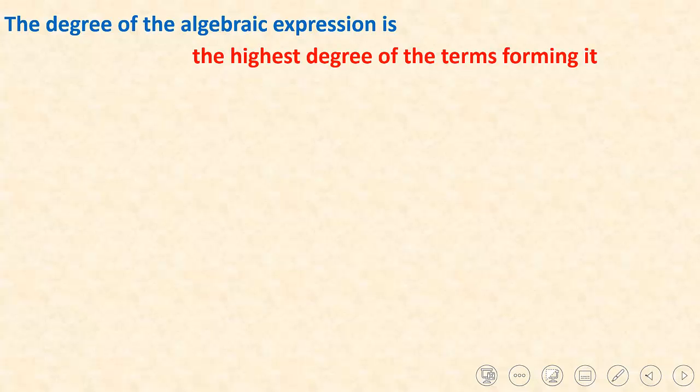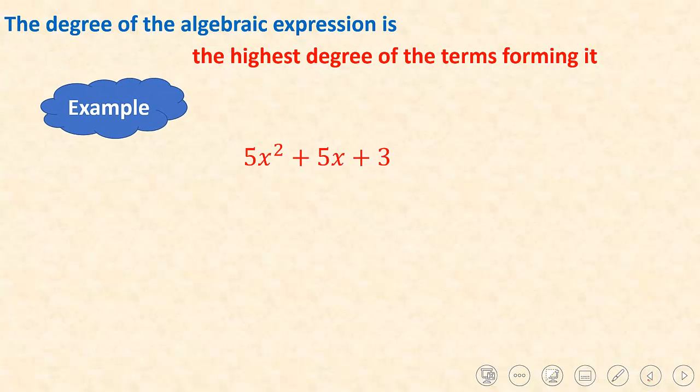Now the question is how to determine the degree of the algebraic expression. Simply, the degree of the algebraic expression is the degree of the highest term. Let's go and have examples to explain more. For example, if I have 5x squared plus 5x plus 3, this expression contains three terms. Let's go and determine the degree of each term. The degree here of the first term is second degree. I have only one algebraic factor, which is to the power of 2. So this term is of the second degree.